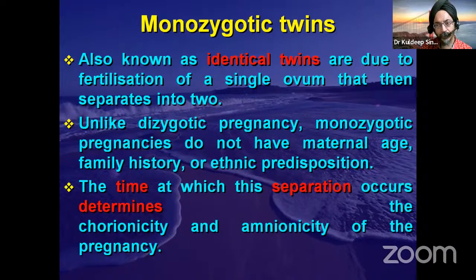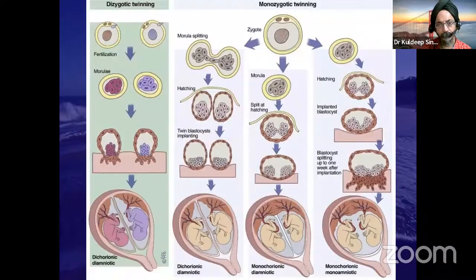Monozygotic twins are known as identical twins, and they're because of a fertilization of a single ovum that separates into 2. Monozygotic twins do not have maternal age, family history, or ethnic predisposition. The time at which this separation occurs determines the chorionicity and the amnionicity of the pregnancy. So that's how you're looking at dizygotic twins and monozygotic twins. Dizygotic, you can see separate sperm, separate ova, so we know it's dichorionic, diamniotic.